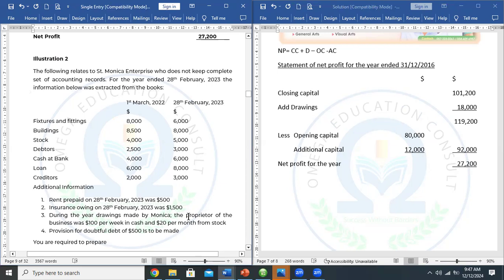Monica made drawings as follows: $100 per week in cash, and $20 per month from stock. Provision for doubtful debt of 500 is to be made. You are required to calculate the net profit. Again, you need these following items: closing capital, drawings, opening capital, additional capital.